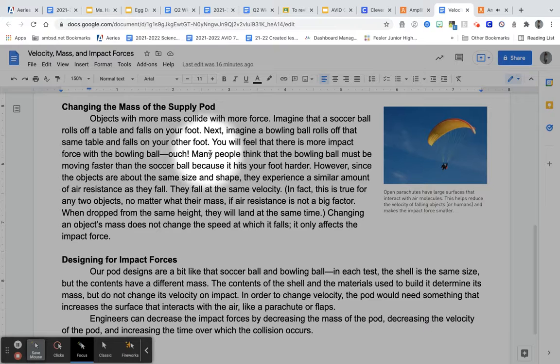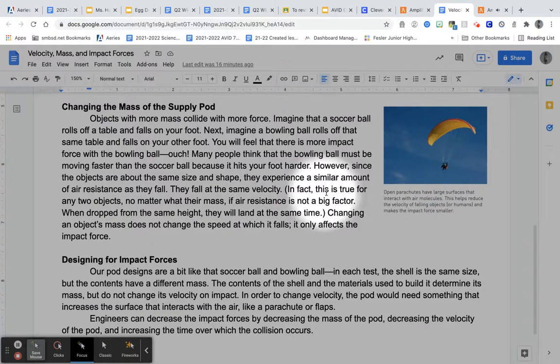Ouch! Many people think that the bowling ball must be moving faster than the soccer ball because it hits your foot harder. However, since the objects are about the same size and shape, they experience a similar amount of air resistance as they fall. They fall at the same velocity.